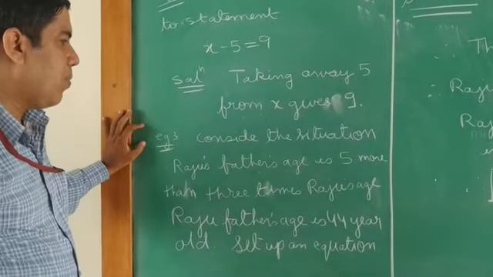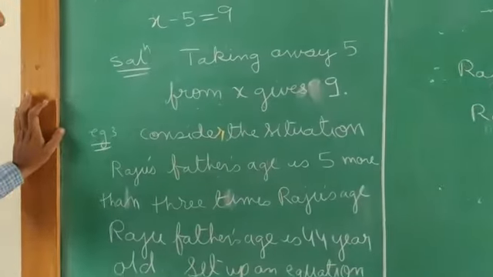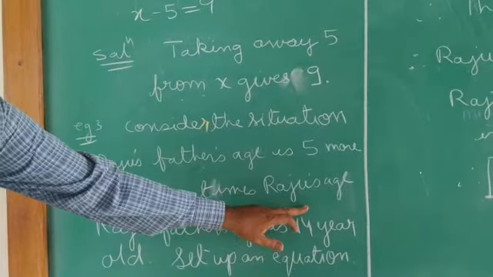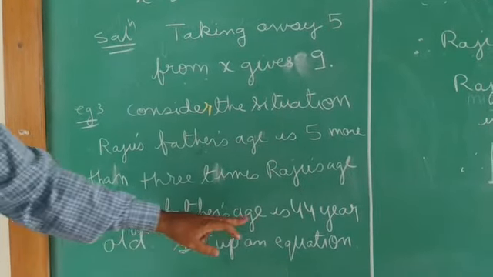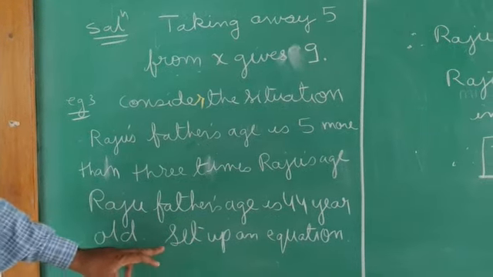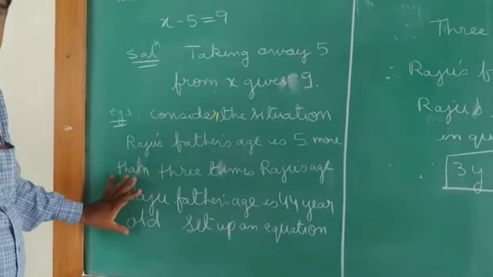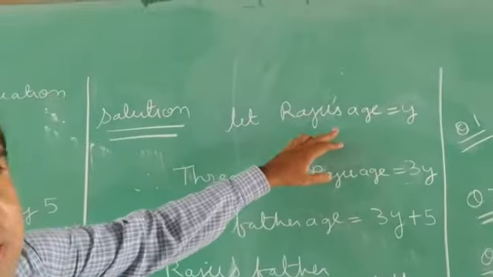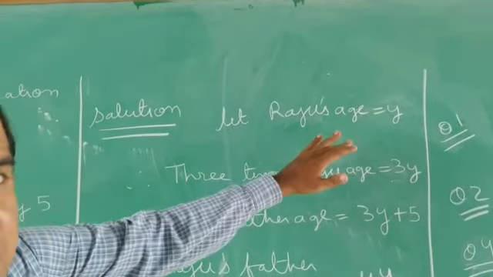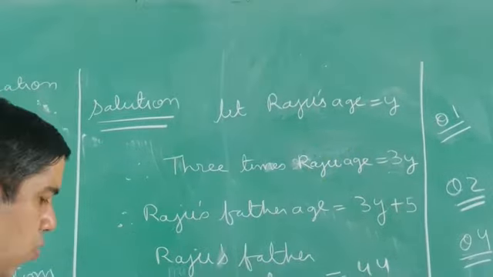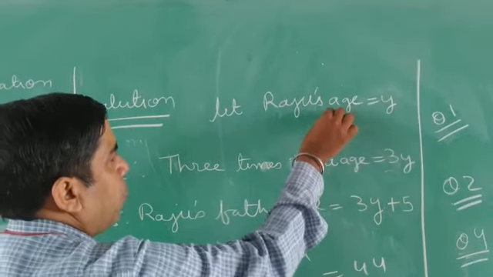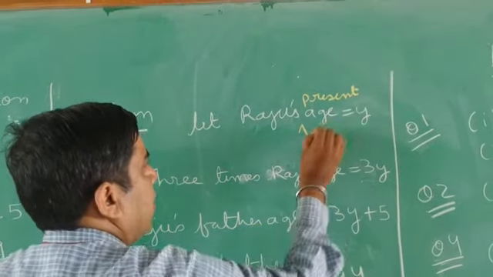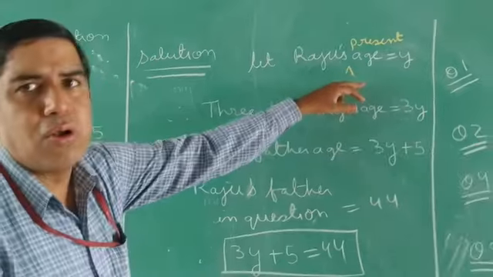Now example number 3 I am discussing. Consider the situation. Raju's father's age is 5 more than 3 times Raju's age. Raju's father is 44 years old. Set up an equation. So we have to set up an equation on the basis of this given condition. How to set up an equation? Just see the steps. Let Raju's age equal y. Sometimes in some books they prefer to write: let Raju's present age be equal to y.